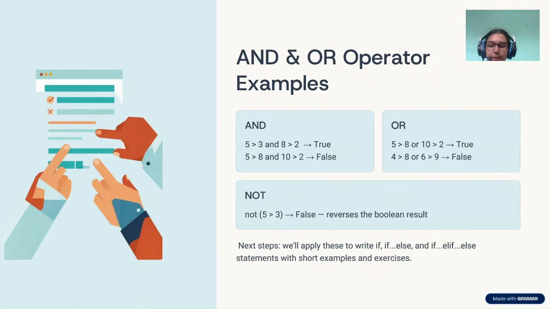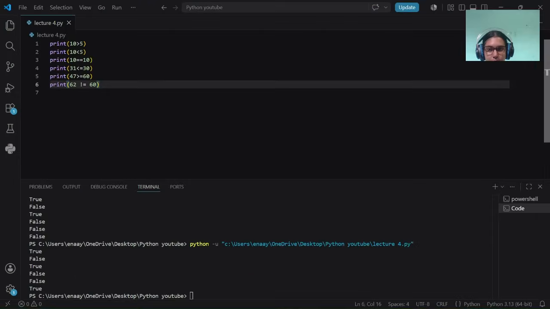Okay, so let's look at the AND, OR and NOT operators, right? First of all, the AND operator. As I told you, the AND operator returns true only when both the conditions are true. Think of it like two locks on a door, right? Both locks must be unlocked before the door opens. You know what? Let's try it once. Let's code this thing.